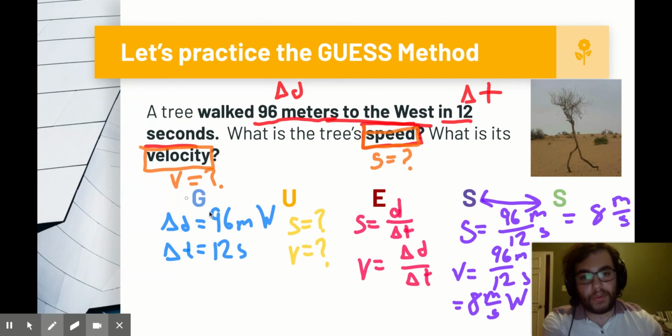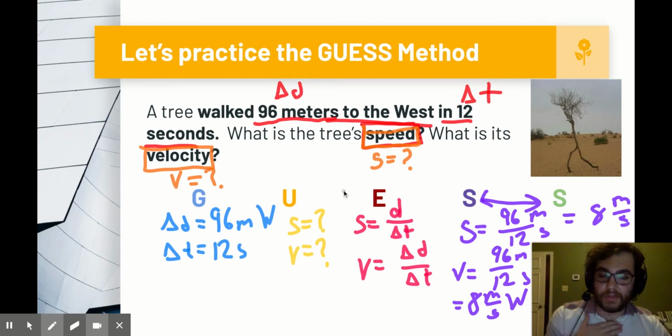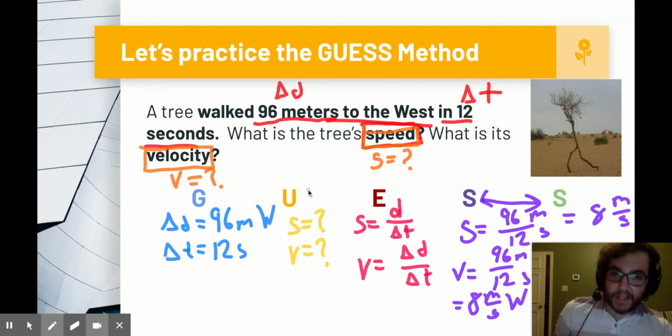This is an example of the GUESS method. We will do more of this throughout the year. We will use this all the time. This is going to be one of your best tools. Personally, I used something extremely similar to this in college. I just never named it the GUESS method.